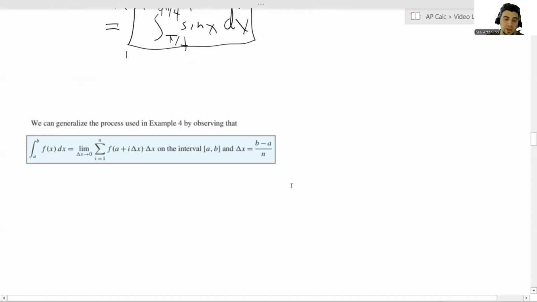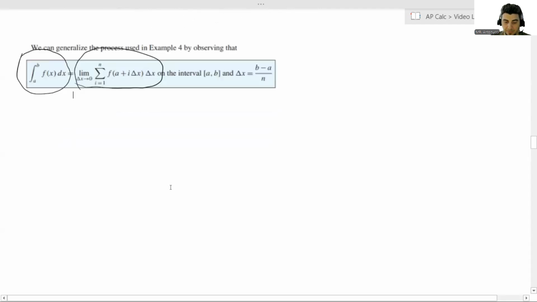Okay, so we can generalize this process that we did here by saying that the definite integral from a to b is equal to the limit as delta x approaches 0 of the sum from i equals 1 to n of f of (a plus i delta x) times delta x, where delta x is (b minus a) over n.